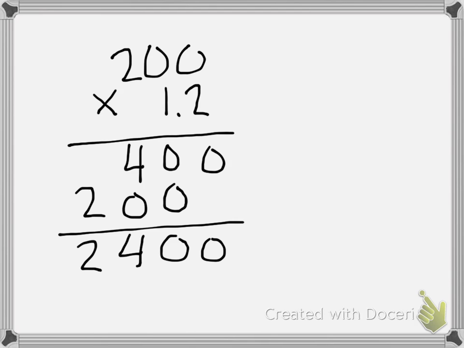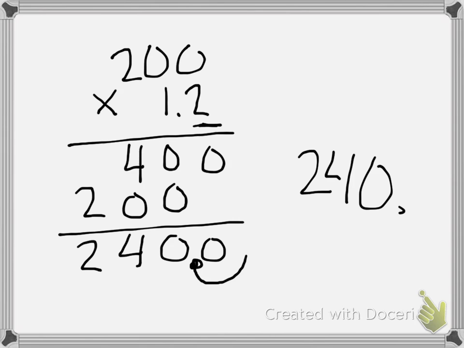4, 2. Now, I only have one number behind the decimal point. So I'm going to go to the far right of my answer and go over 1, place my decimal point. My answer is 240.0, or just 240. And that's how you multiply decimals.